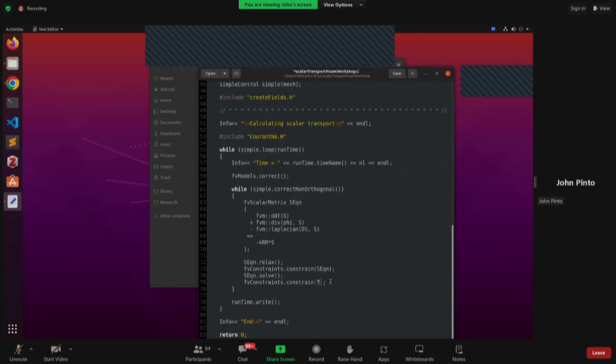Now again over here from T, I will change it to S. But this is if you want to add it. If you don't want all of this, you can just remove this. Okay, that's it. Only these changes have to be done.